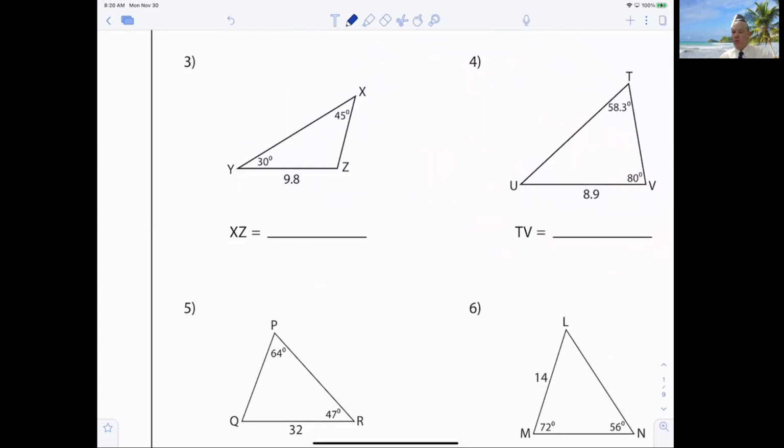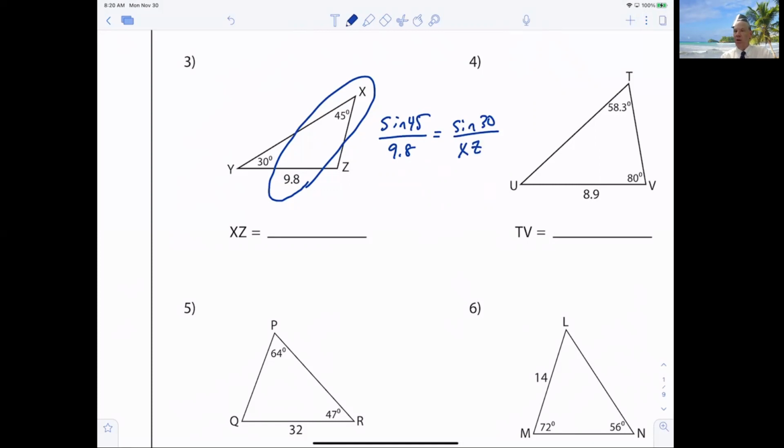So here we go on number 3. Most of the time it's up to you, but I like to circle the opposite angle and the opposite side. I like to set that up first. So I just say the sine of 45 over 9.8 equals the sine of 30 over XZ.